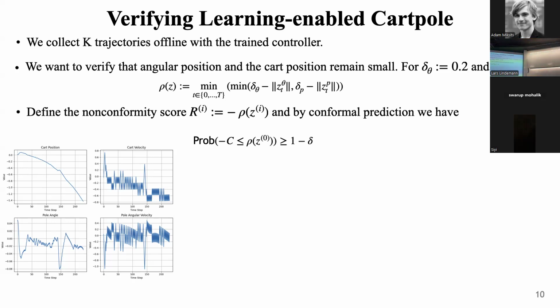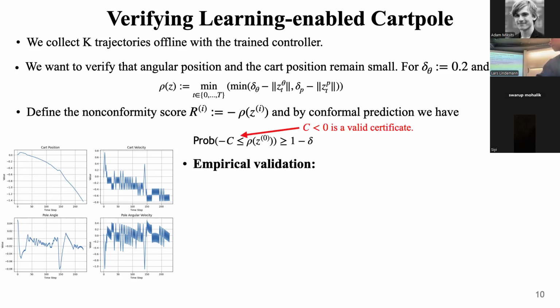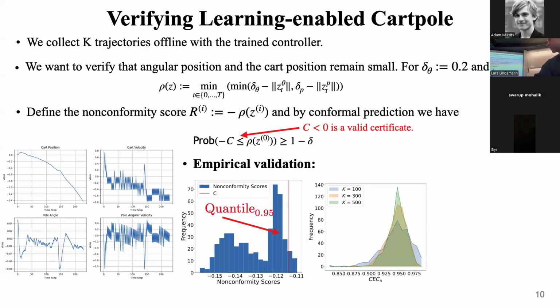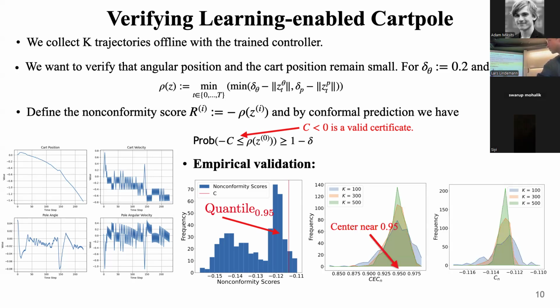We write it slightly differently. Here's the quantile again, and we find a probabilistic lower bound of this performance function. Meaning that if this minus c, the negative quantile, is positive, we satisfy our specification with 1 minus delta probability. So we empirically validate this, and we see that our quantile is indeed negative, meaning that the negative quantile is positive, and we satisfy our specification.